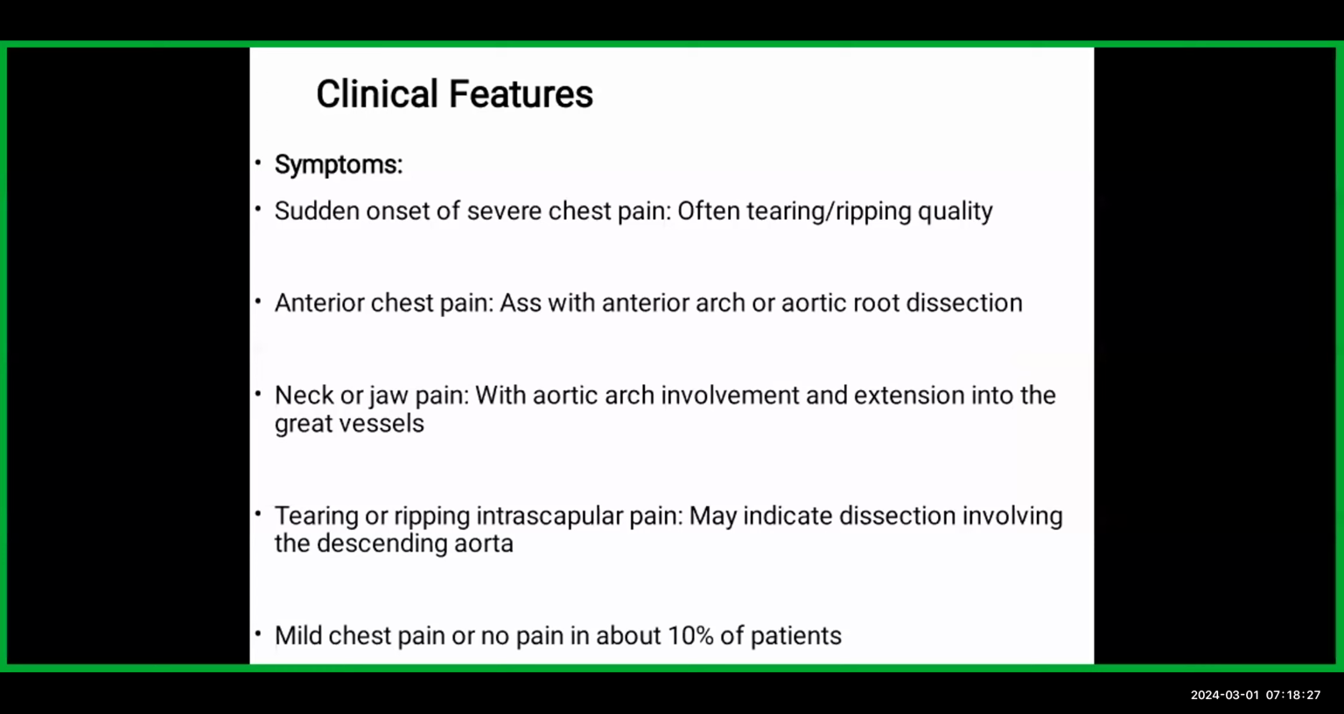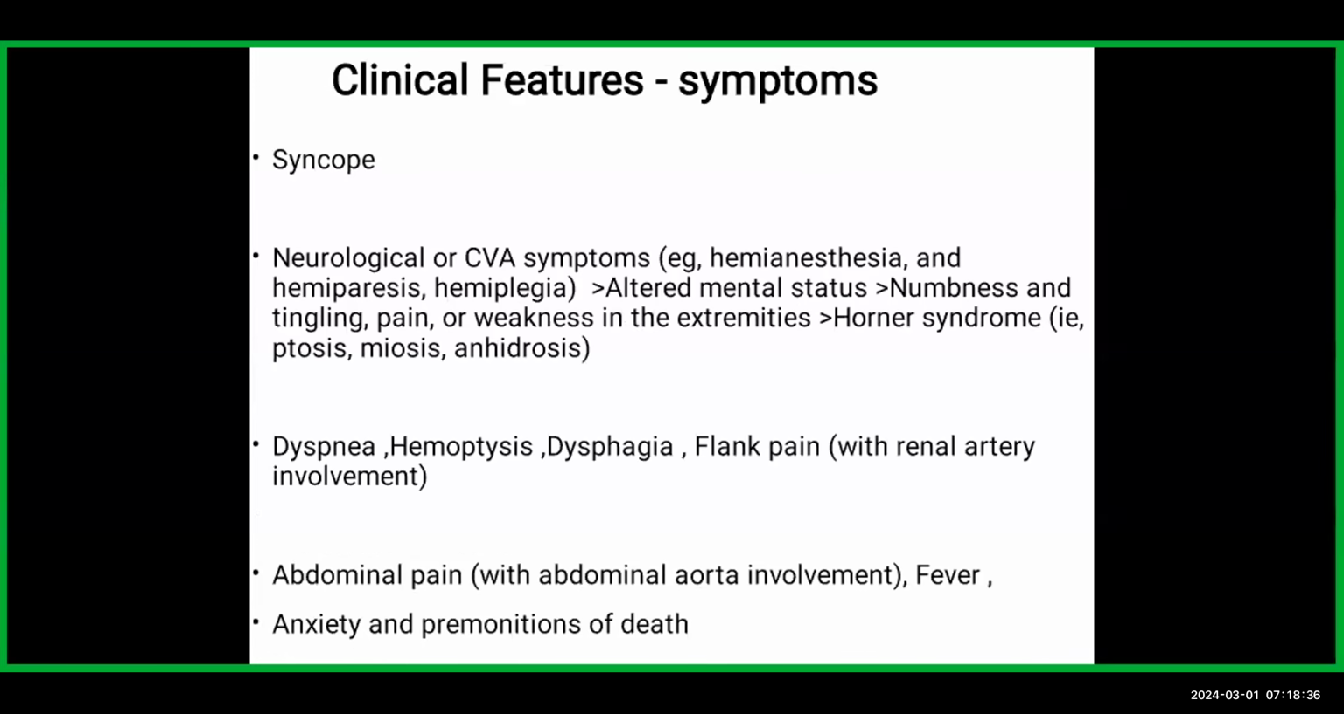Then it's very important that some patients may not come down with pain at all, and this is usually seen in less than 10% of patients. Other clinical features can be hemiparesis, hemiplegia, especially when it's involving the spinal arteries, or they can have abdominal pain if the abdominal aorta is affected, and they can have anxiety or a feeling of impending doom, a premonition of death.